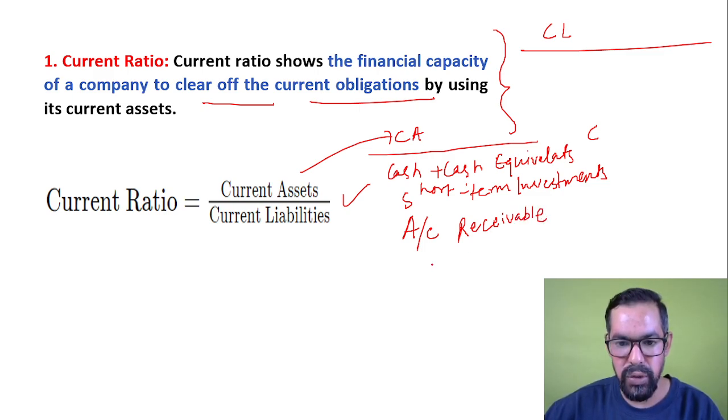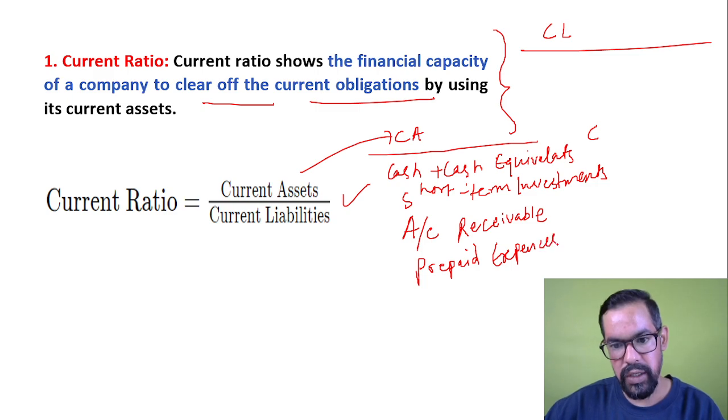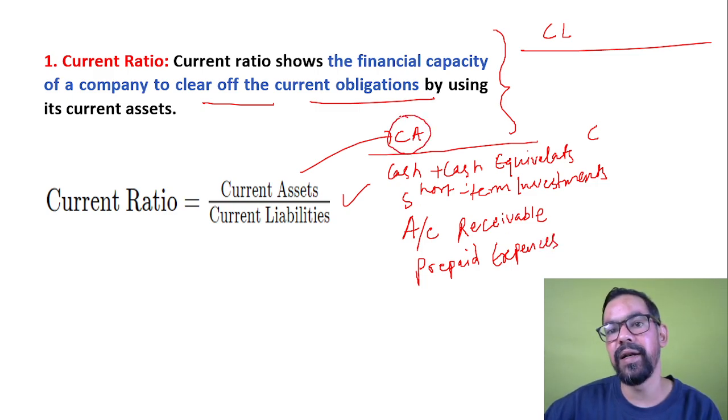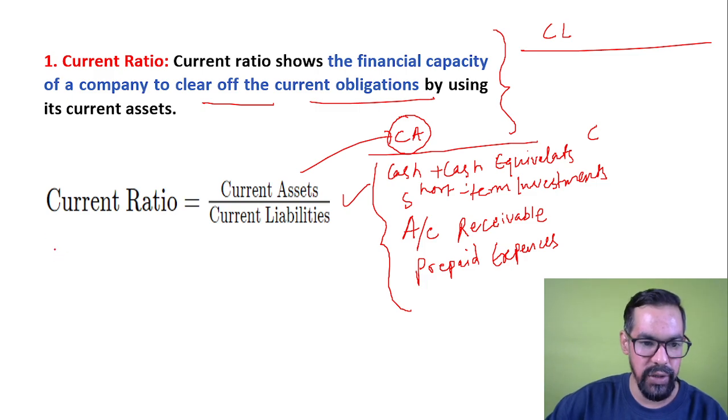Okay, and it also includes prepaid expenses. So these are generally part of your current assets. These are the major heads under current assets. If you talk about the current liabilities, I'll mention them here.